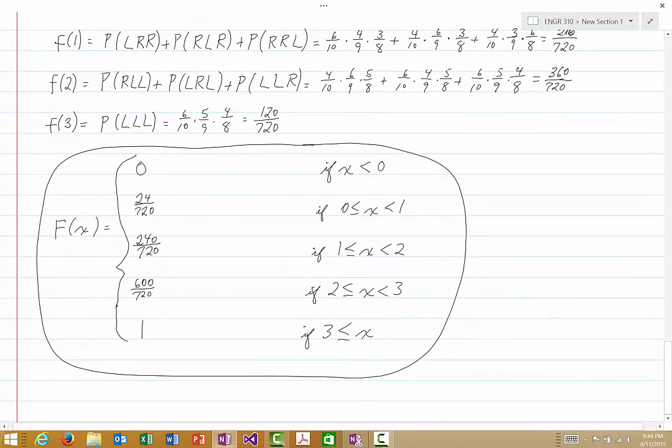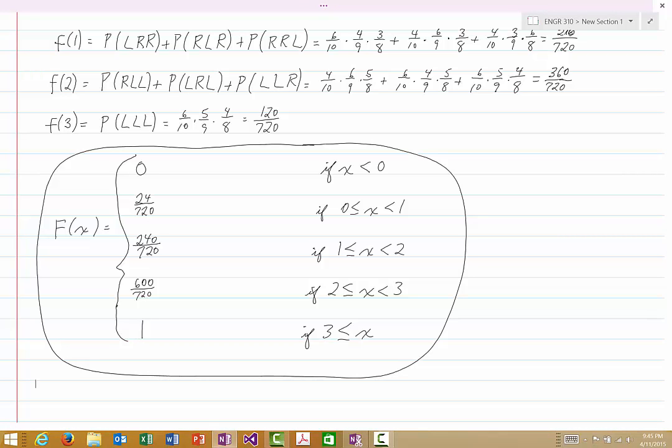So, and notice, as we said before, as we go to the extreme left on the graph, if we plotted this function capital F of x, as we go to the extreme left, we have a value of 0. We go to the extreme right, we have a value of 1. And in between, as we go from left to right, as we go to increasing values of x, this function never goes down. It's equal to a constant for a while, and then it goes up to 24 over 720, then it's constant, then 600 over 720, and then finally it goes up to 1.